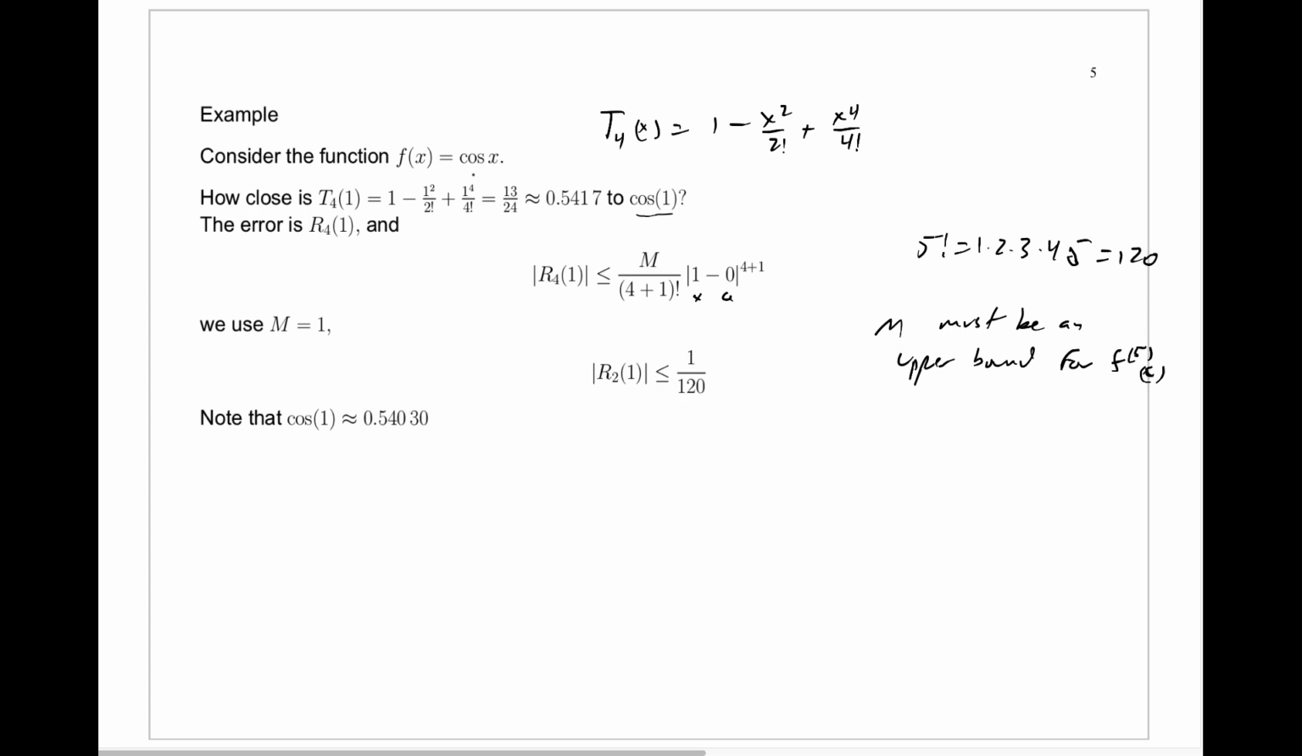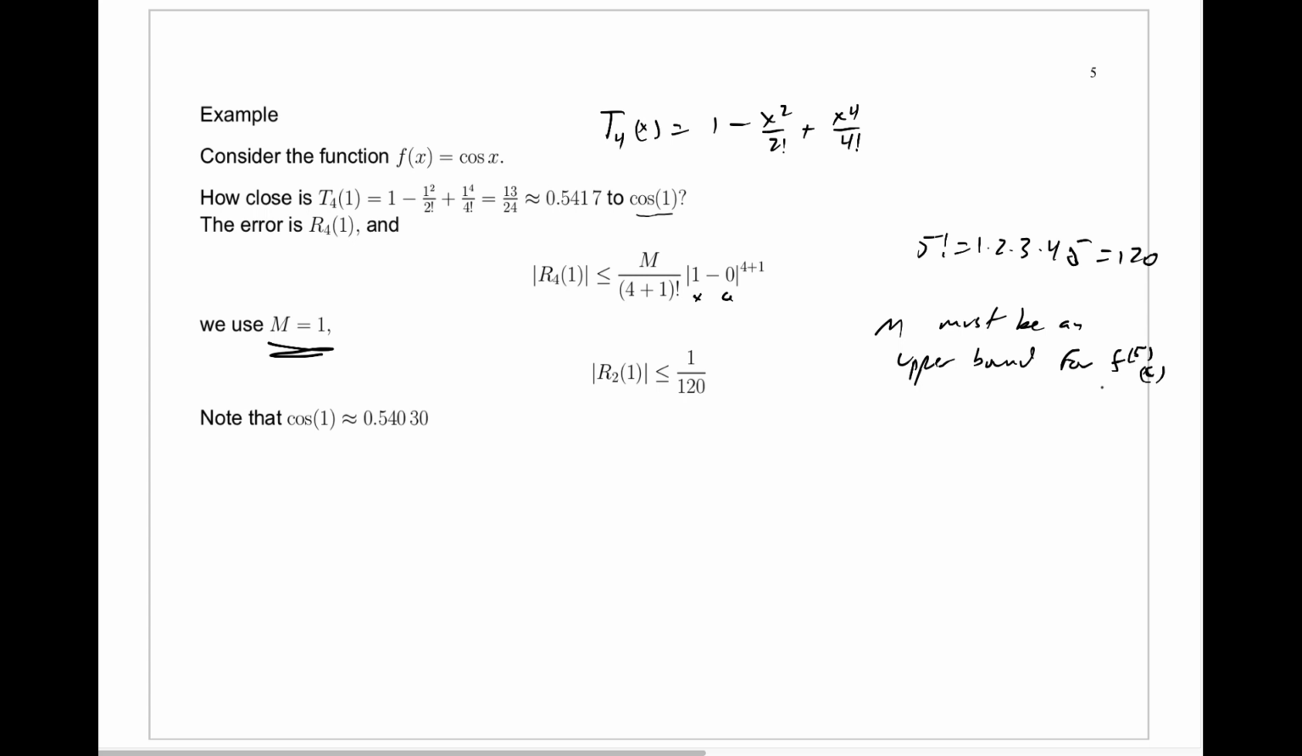Well, for this function, f of x is cosine x, f prime is minus sine x, f double prime is minus cosine x, f triple prime is sine x, f4, the fourth derivative, is back to cosine x, and f5 is minus sine x. All of these derivatives of f are either plus or minus sine or cosine of x, which means their absolute value is never bigger than 1. I don't know exactly what the absolute value of sine of 1 is, but I know it's not bigger than 1. So I can use M equals 1 as a rough upper bound.